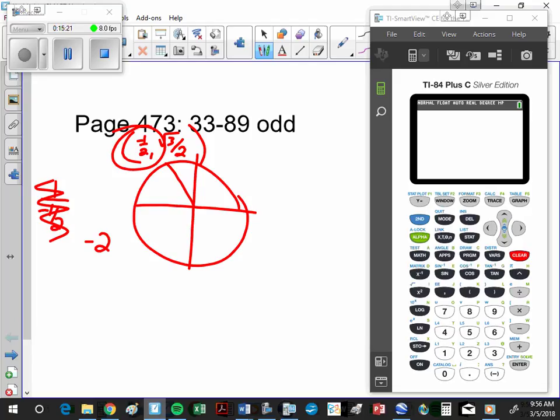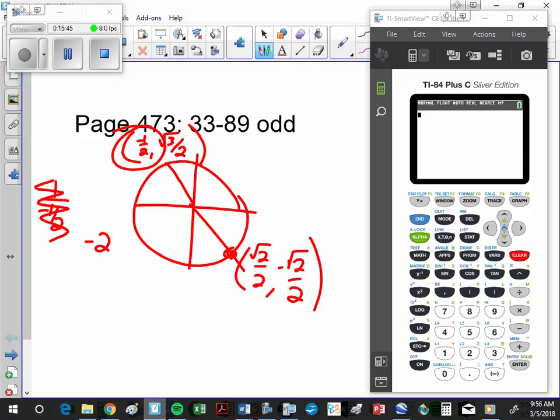60. Sine of 7 pi over 4. Where is 7 pi over 4? It's in quadrant 4. So right here I have root 2 over 2, negative root 2 over 2. I want the sine value. The sine is the y value, so negative root 2 over 2.